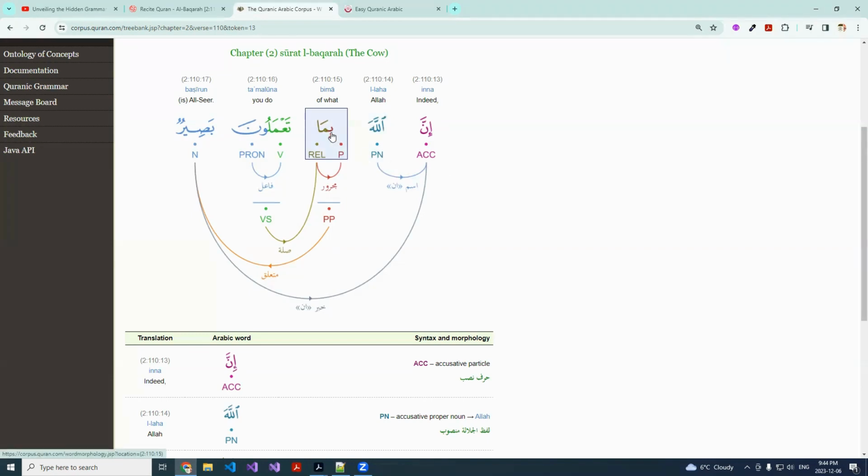There is a letter ba here and ma, and this ma is mausula, and mausula has a sila, and sila is normally a verbal sentence. So is ta'maluna a small verbal sentence with a verb and a file? Yes. Right. And so bima ta'maluna, this letter ba with the sila and the mausul becomes the jar majroor, which is the mutallik, and basir is the khabro inna. Allah is all seer. All seer of what?